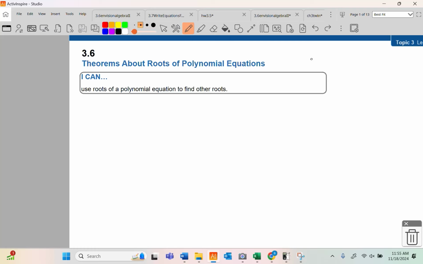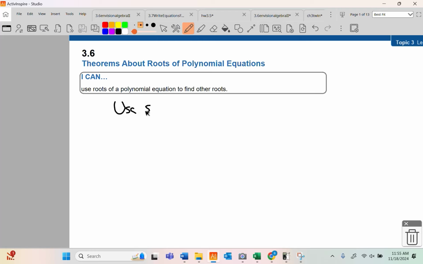The I can statement is actually worth looking at this way, this time. It says I can use roots in a polynomial equation to find other roots. How could I use roots, which by the way is another way of saying what? X-intercepts or zeros to find other x-intercepts or zeros. Nobody knows, huh? Synthetic division.